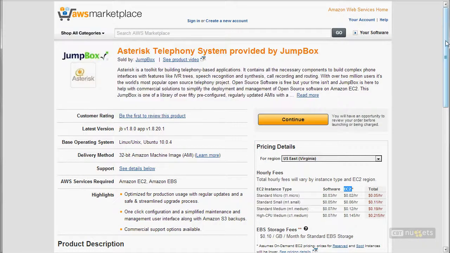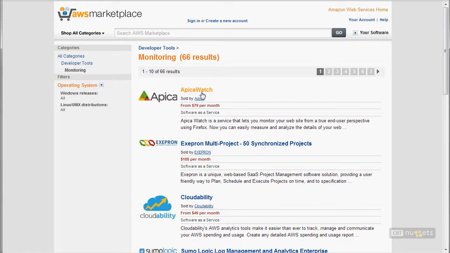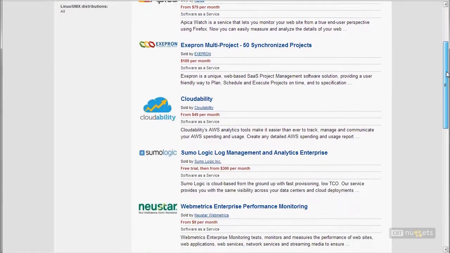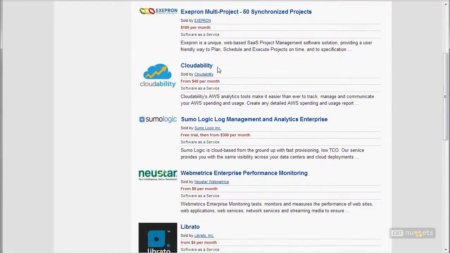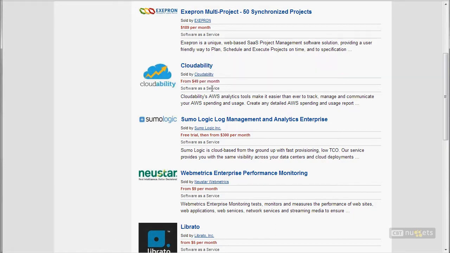But I mean, this marketplace, you can look at the categories. Let's just look at monitoring. You can see all these different monitoring vendors, CloudAbility, and sometimes people aren't even selling an instance. They're just saying, hey, it's $49 a month to run this software as a service. So, excuse me, it's not hourly or anything like that. So you can just look through this marketplace.